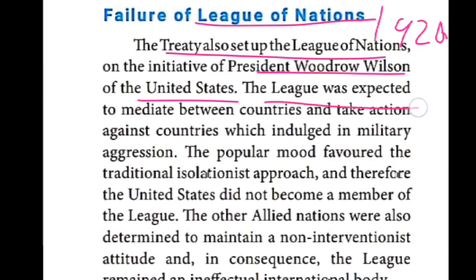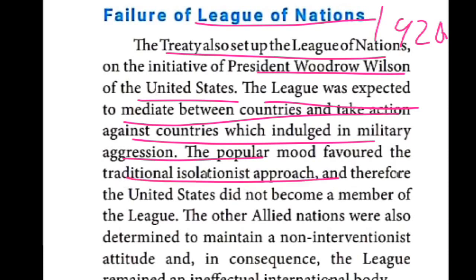The League was expected to mediate between countries and take action against countries involved in military aggression. If any country was involved in military aggression, the League of Nations would at once solve that and interfere in the matter. That is what they thought. But the condition totally changed. The popular mood favored the traditional isolationist approach. Many countries, including the United States of America, followed the policy of isolation. Isolation means they did their own work and did not interfere in others' affairs.